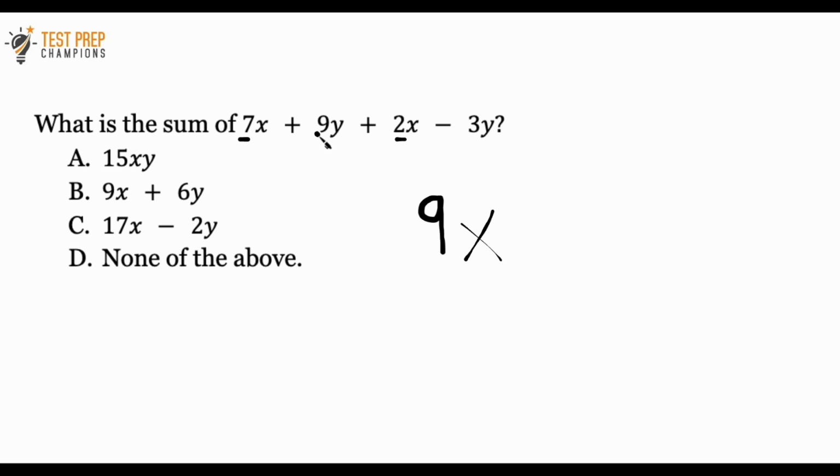Now let's work with 9y and 3y. So here what we do is 9 minus 3. So 9 minus 3 is 6. So we bring the y along for the ride. So we'd have 6y. And the reason I did 9 minus 3 is because there's a minus sign right here in front of the 3y. So the answer is B, 9x plus 6y.